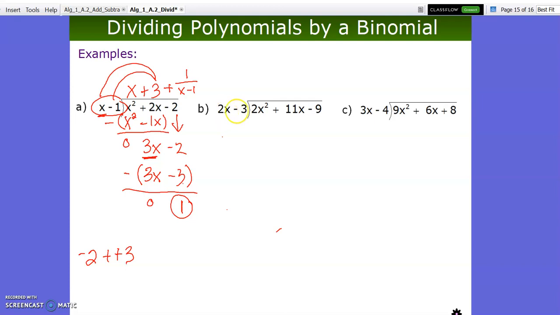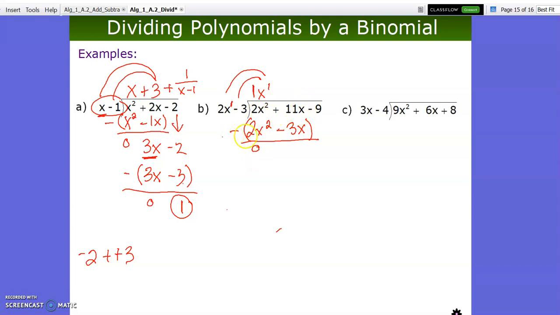Moving on. 2 goes into 2x squared. Let's see, 2 goes into 2 one time. X goes into x squared. Subtract your exponents. So it's just x to the first. Now we're going to distribute that. 1x times 2x is going to be 2x to the second power. 1x times negative 3 is going to be a negative 3x. Put it in parentheses and subtract. 2x squared minus 2x squared is 0. We should see those first terms drop out like that.